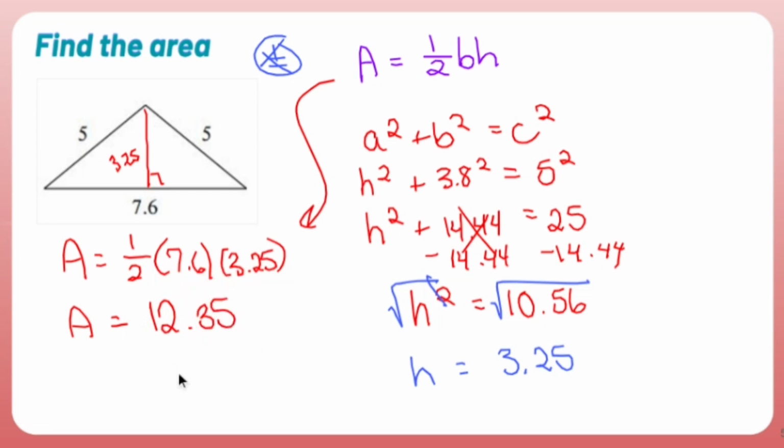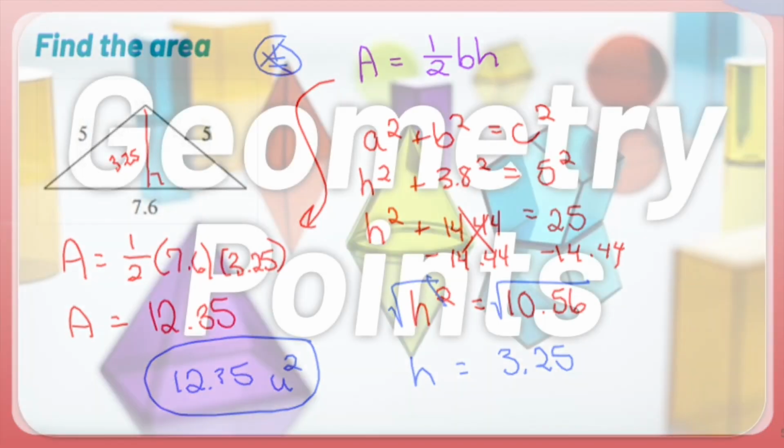Most teachers would be fine with it, but I'm going to say my area is 12.35. I look up here for units. I don't have any, so I will say units squared, because whenever you're given area, you should give some type of unit, even if you're not given a unit. And when you're finding area, it's always units squared, feet squared, inches squared, whatever. Okay, but that's how we find the area using the Pythagorean Theorem.